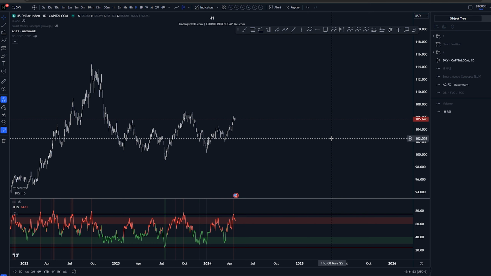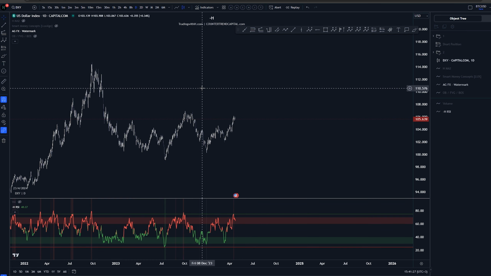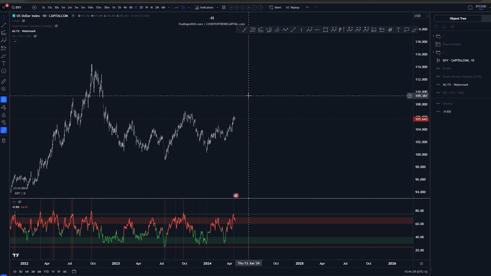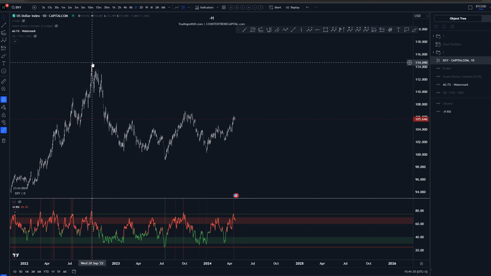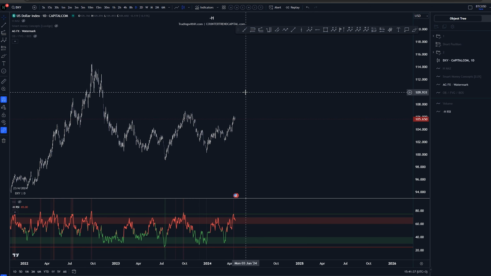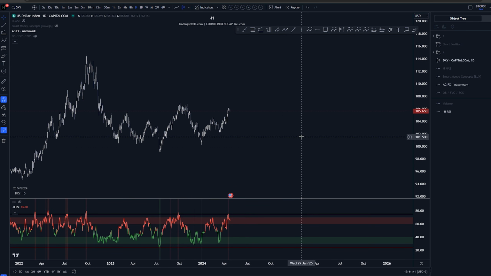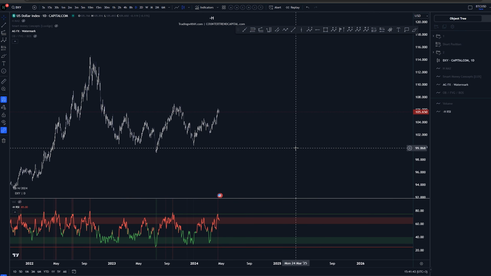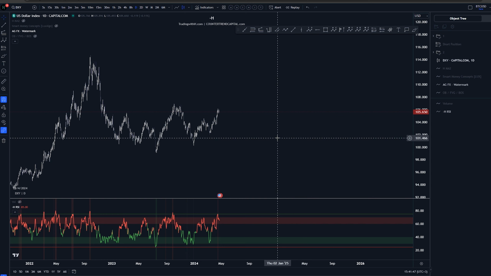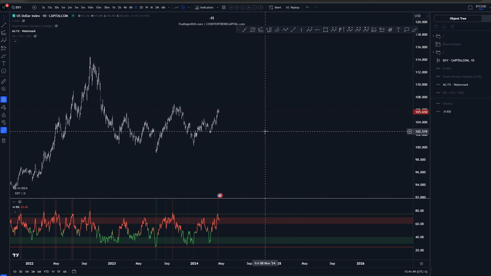On the US dollar index, presented by DXY from capital.com, we're focusing on the macro picture, and quite a few things have happened since we peaked in September 2022. Since then, we're going to look at a couple of different variations of Elliott wave counts and see what the primary ideas for the future are.